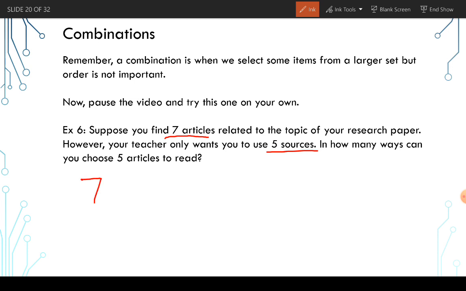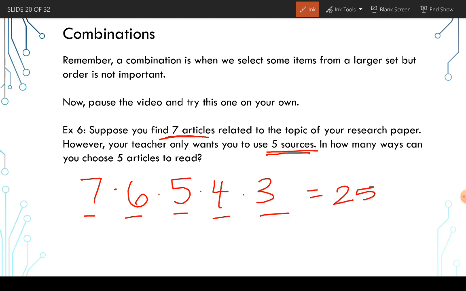So you'll have 7 times 6 times 5 times 4 times 3. We started at 7 and we multiplied our way backwards until we got 5 numbers. 1, 2, 3, 4, 5. And we have 2,520 ways.